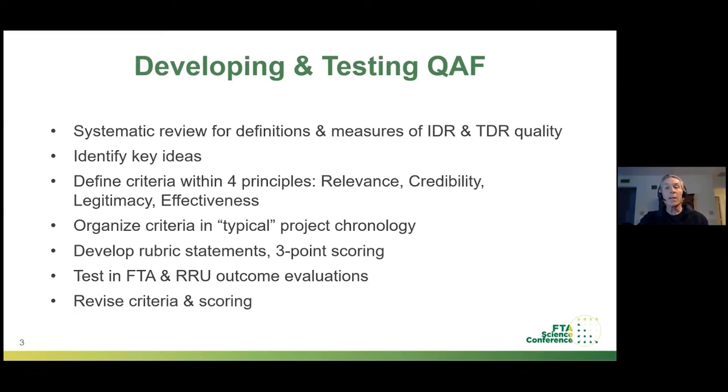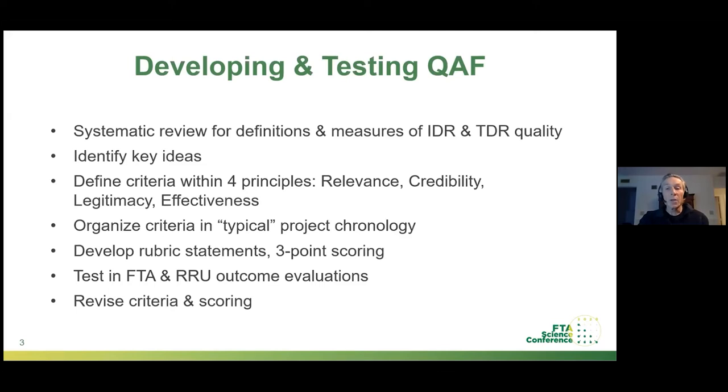We identified key themes and ideas from the literature and organized them within four principles, guided by the idea that in order to be used, research-based knowledge needs to be perceived by users to be relevant, credible, and legitimate. And the literature also talks a lot about high emphasis on outcomes and impact, so we added a fourth principle of effectiveness. We organized the principles, organized the criteria in a typical project chronology. In other words, first listing criteria that relate to project design, followed by data collection, analysis, and reporting.